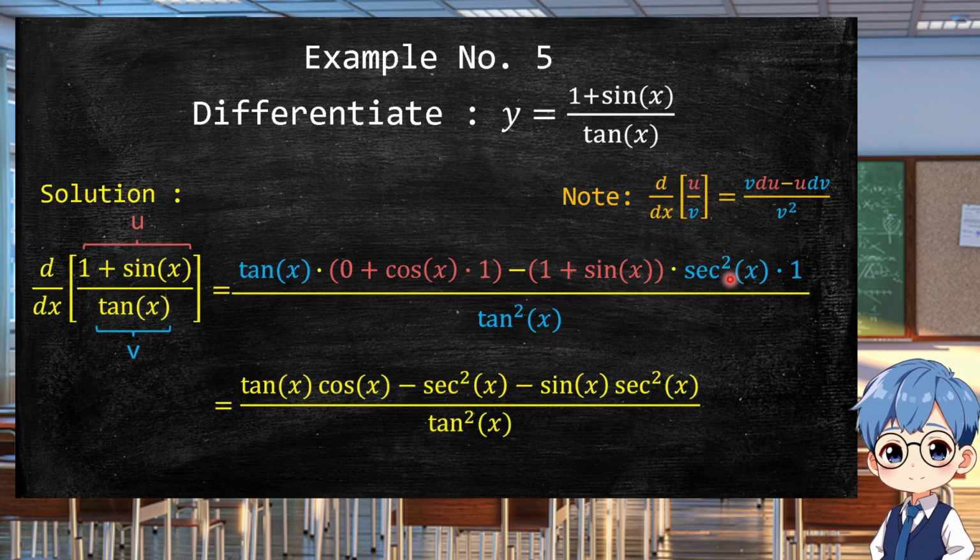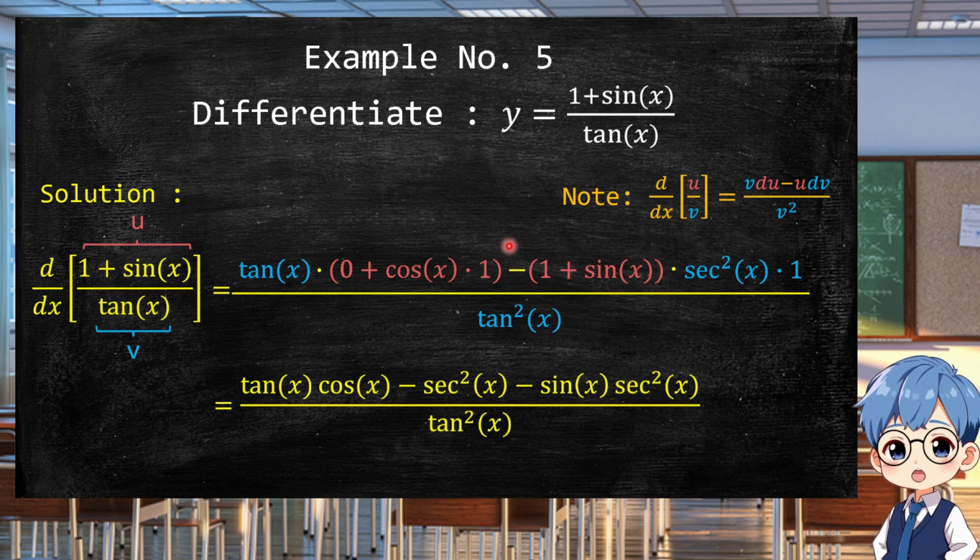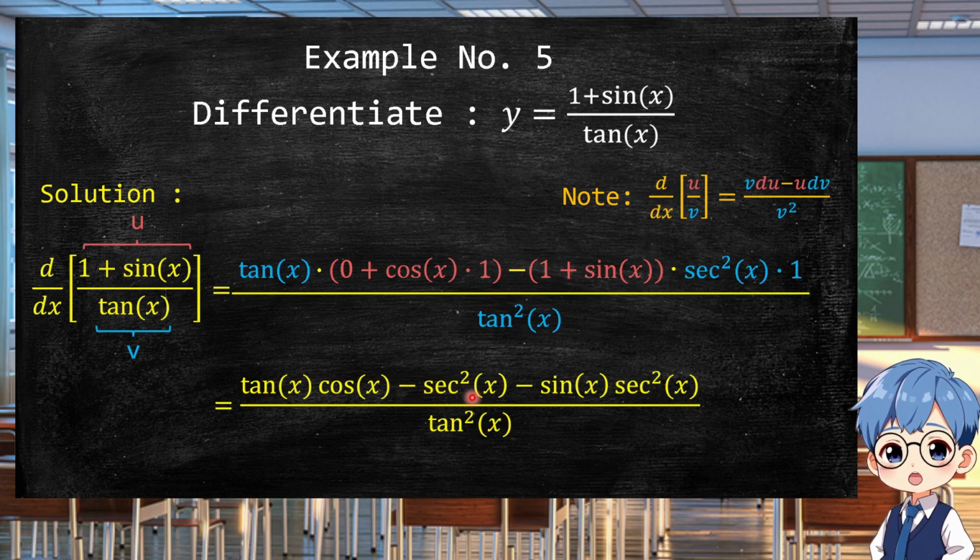So secant squared x times 1 is secant squared x, and then secant squared x times sine x is just sine x secant squared x. So don't forget to distribute the negative sign here, so that's why we have a negative secant squared x here, and of course this plus here becomes negative, so this is also negative here. So this can be the final answer.